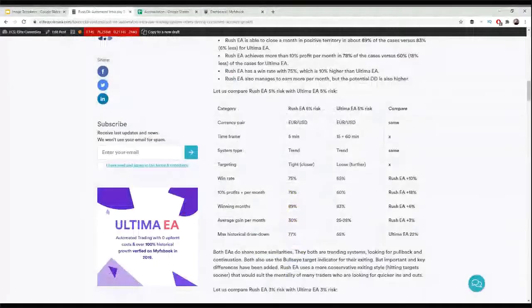Let's open that. You can see Rush Ea has an advantage here, plus 78 versus 60, that's 18% more. Winning months: how many months are we winning? Obviously, if you don't have a winning month, you have a losing month. So Rush Ea 89%, Ultima Ea 83%. This is everything included, back testing and live trading. So again, Rush Ea coming out a little bit better. And average gain per month is slightly higher there, but the difference is quite small. And the max historical drawdown, obviously Ultima has an advantage there because that is lower.